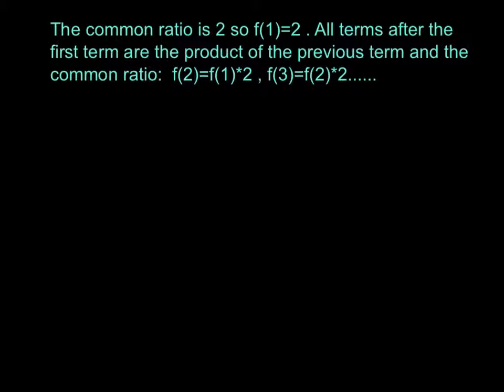The common ratio is 2, so F1 equals 2. All the terms after the first term are the product of the previous term and the common ratio. So, to find F2, the second term, you would multiply the first term times the common ratio, and that would give you an answer. To find the third term, you do the same thing, but with the previous term. So the second term times the common ratio, and it goes on and on and on.